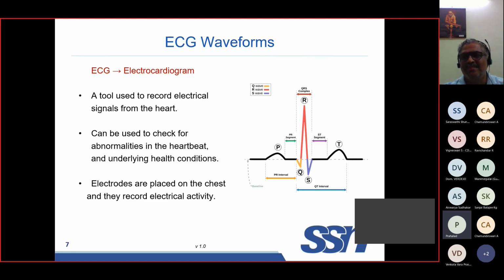of ECG waveforms. Basically, an ECG is an electrocardiogram. It's a tool used to record electrical signals from the heart. It can check abnormalities and can find out if a person has underlying heart conditions. And in order to take readings for an ECG, electrodes are placed on the chest and electrical activity is monitored.